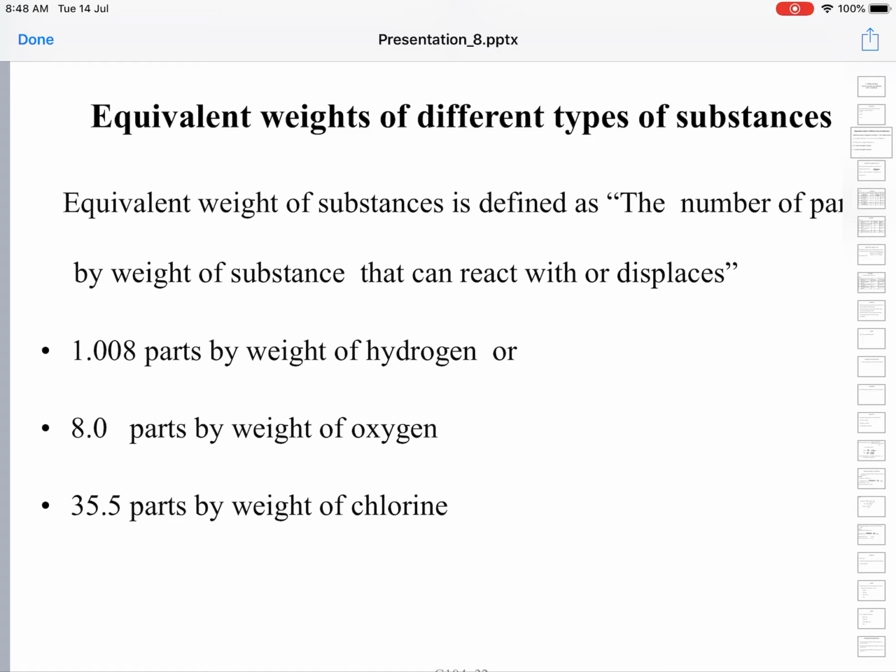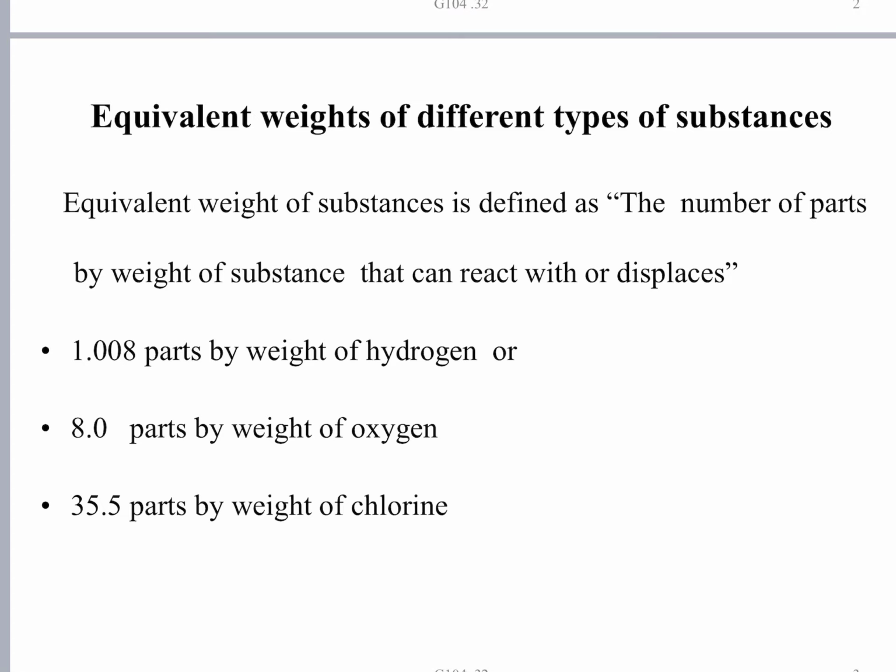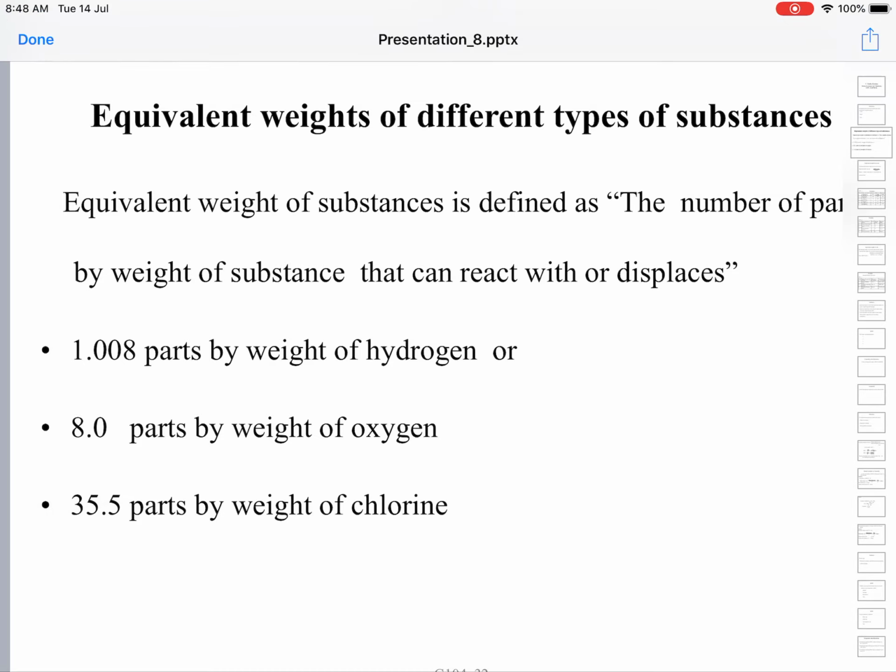Now that we have defined the equivalent weight, we will see the equivalent weight of different categories of substances and how to calculate it. We will see it with examples.